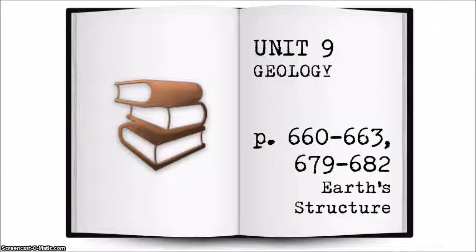We're starting Unit 9 today. This is pages 660 to 663 and 679 to 682 in your textbook. We're looking at Earth's structure. What does it look like on the inside?